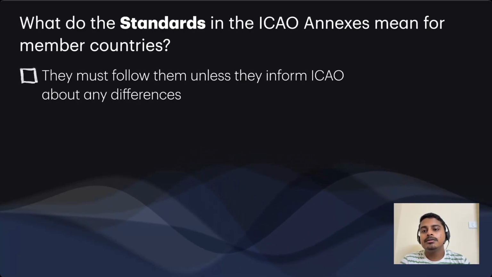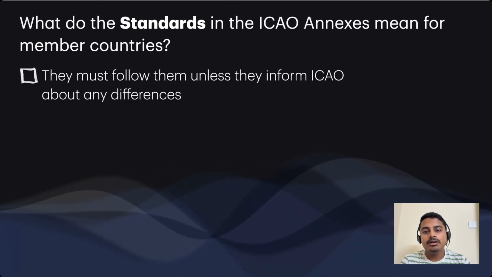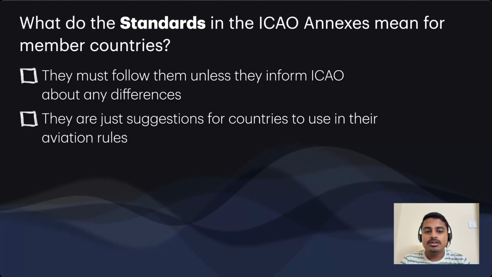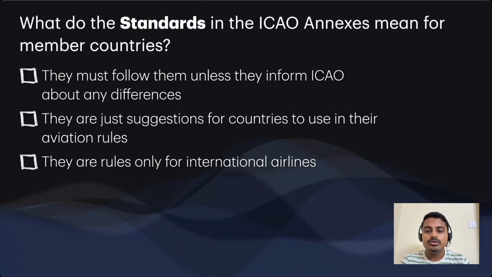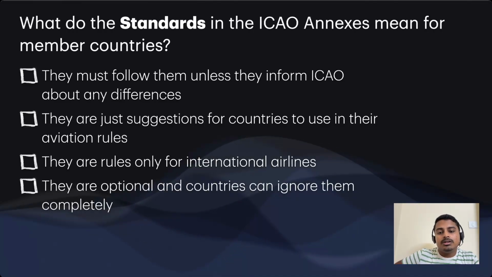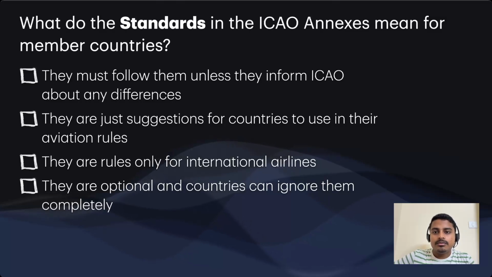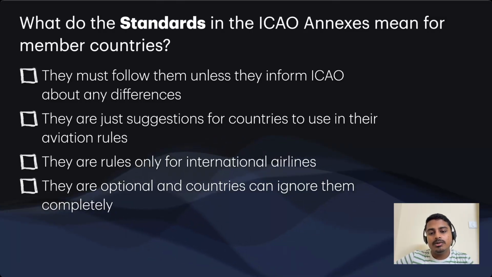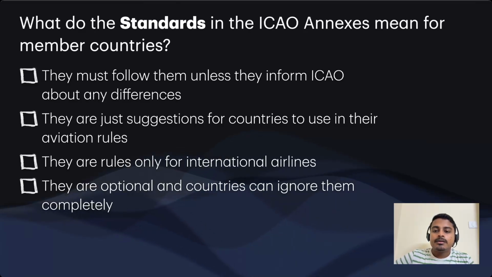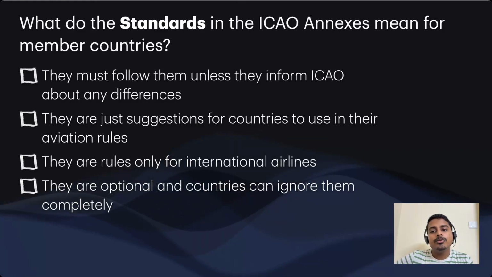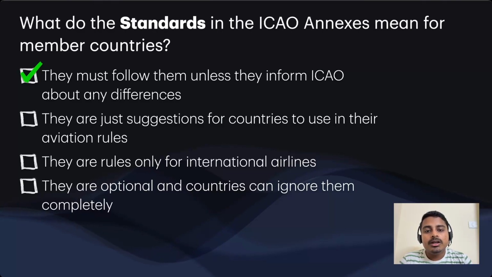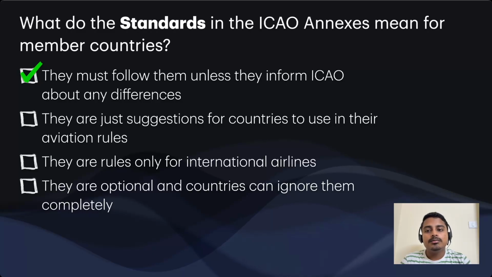Okay, so the options are: they must follow them unless they inform ICAO about any differences; they are just suggestions for countries to use in their aviation rules; they are rules for international airlines; or they are optional and countries can ignore them completely. The fourth option is not right, because standards are not optional. The recommended practices are optional, right? So the first option, that is they must follow them unless they inform ICAO about any differences, is correct. Every participating country can inform ICAO of any difference, like if they are not able to follow any of the standards, they can inform ICAO about the difference, because ICAO will keep the other participating countries informed.